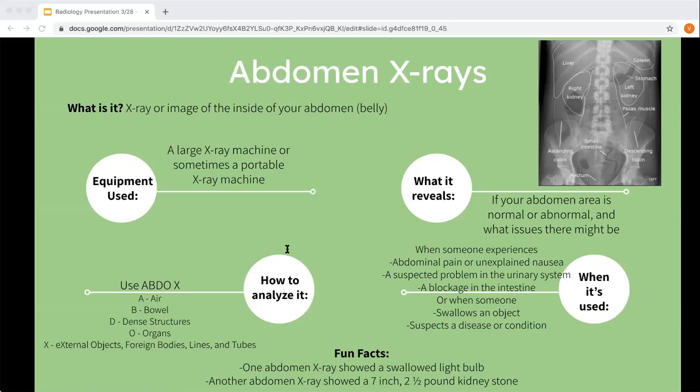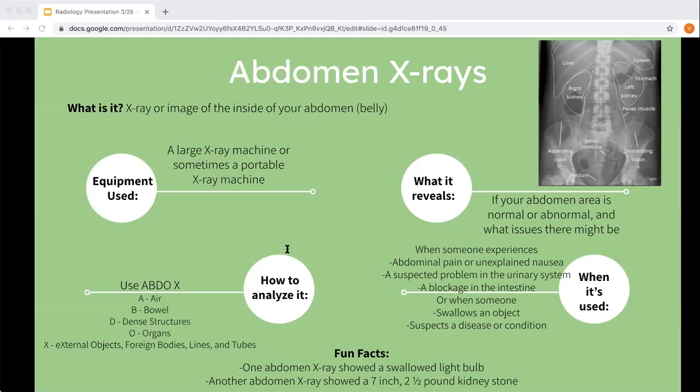The B stands for bowel. The small bowel is recognized by its middle position and lines coming down the width, while the large bowel is found away from the center and has lines coming down part of the way across the width. D means dense structures or bones. When looking at abdominal x-rays, you should look at the pelvis, the vertebrae, and the ribs.